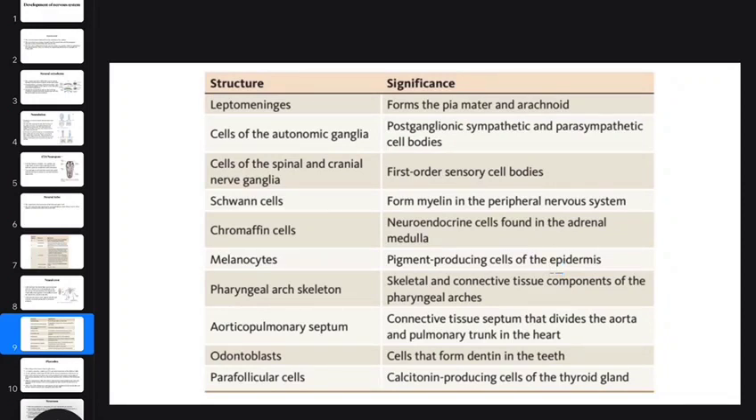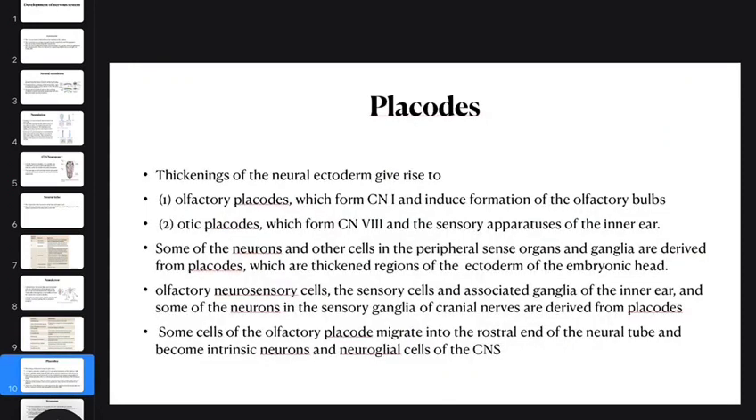Then the aorticopulmonary septum, the connective tissue septum that divides the aorta and the pulmonary trunk in the heart. Then odontoblasts, cells that form the dentin in the teeth, and parafollicular cells, calcitonin producing cells of the thyroid gland. Then coming to the placodes.